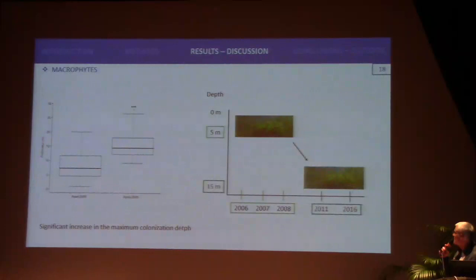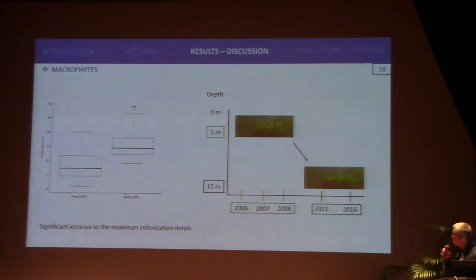The density of the macrophytes was, on average, really developed between 5 and 8 meters before 2008, and between 12 and 15 meters after 2011.